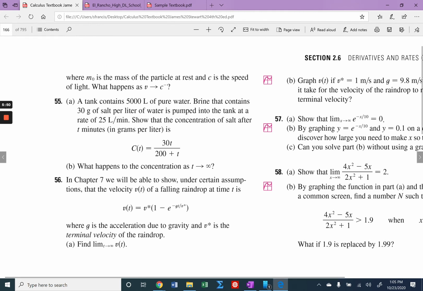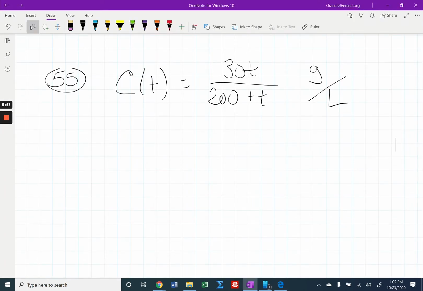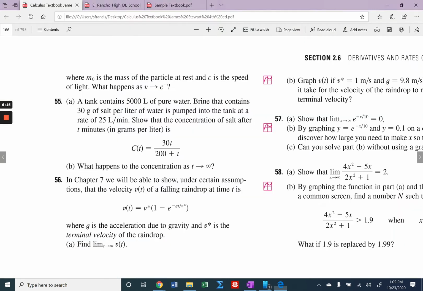It says the concentration is in grams per liter, so I note that off to the side of the function over here. The numerator has to be some number of grams, and the denominator has to be some liters. In the numerator, grams of salt, and in the denominator, liters of water. So as I start to create this function, I've got to figure out how to get some number of grams of salt in the numerator. So let's go back to the text. Brine that contains 30 grams of salt per liter of water is being pumped into the tank at a rate of 25 liters per minute. We'll come back to that part in a minute.